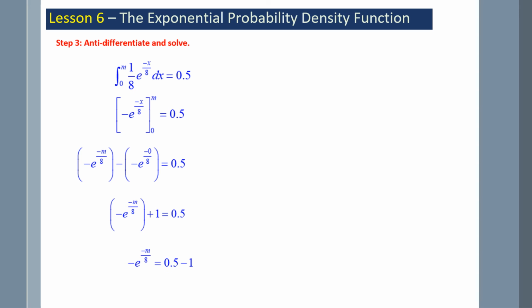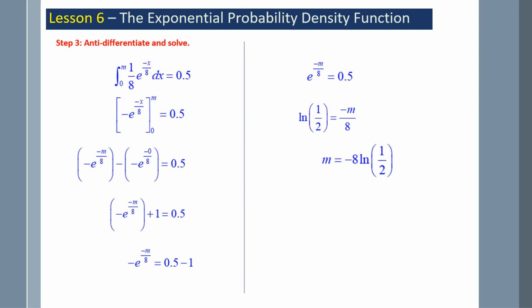Let's take 1 from both sides. Next step, we're going to multiply both sides by negative 1, or divide both sides by negative 1, and we have the statement e to the negative m on 8 equals 0.5. Now you're going to use your log laws. So we're going to take the natural log of both sides. So ln of 1/2 equals negative m over 8. The inverse operation is then to multiply both sides by 8, then divide by negative 1. So m equals negative 8 ln of 1/2, which is 5.55 minutes. So the median wait time is 5.55 minutes.